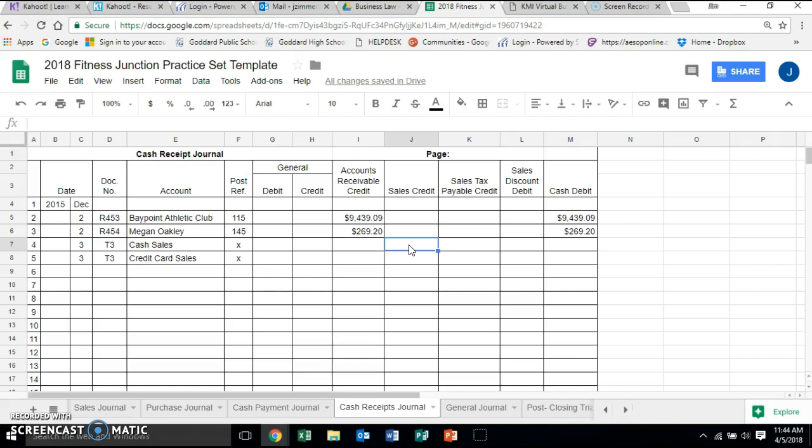So for cash sales, it looks like our sales amount is going to be $2,029. So I'm going to put that in, $2,029. Our sales tax is going to be $121.74. And the total amount of money we've received through this type of sale is the total of those two added together. So it's $2,150.74.